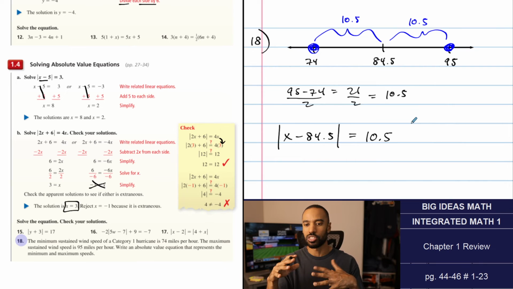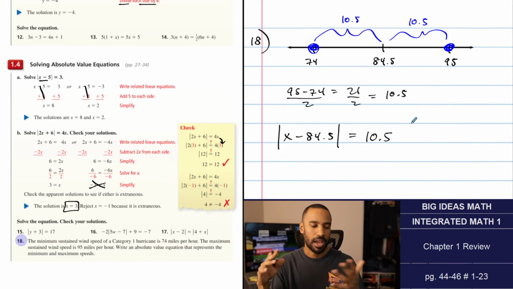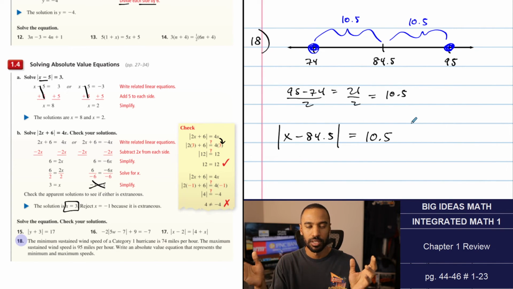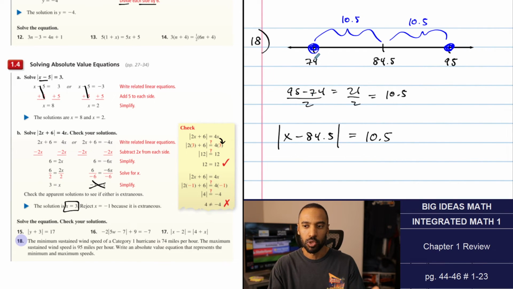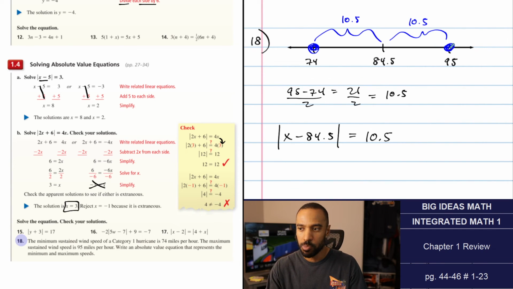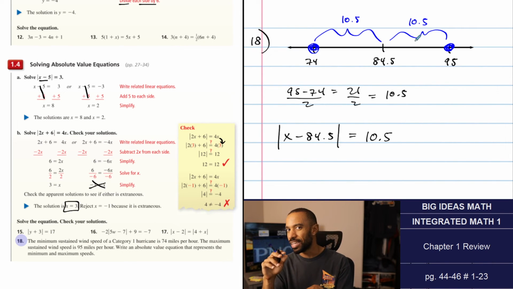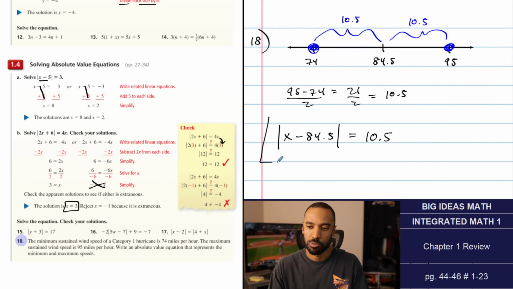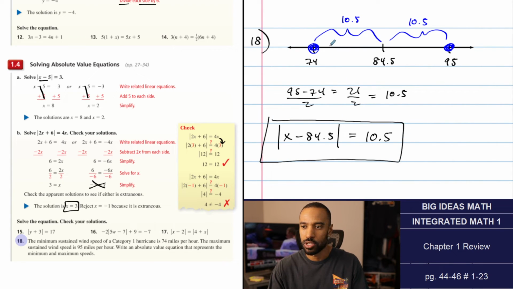If I solved this equation, now x represents the speed of the wind as a variable. I want my speed of the wind to either be this or that to represent the min or max. The difference between 95 and 84.5 is 10.5. The difference between 74 and 84.5 is also 10.5. It's negative, but if I take its absolute value, it turns positive. And that's why we do absolute value here. So if you solve that equation, these are the two answers we'd get: x equals 74, x equals 95.